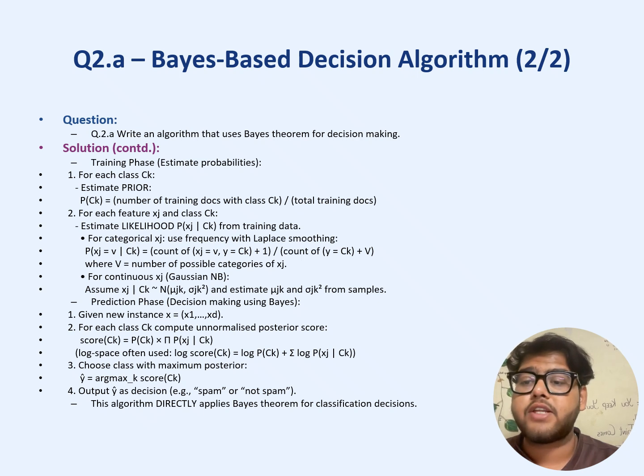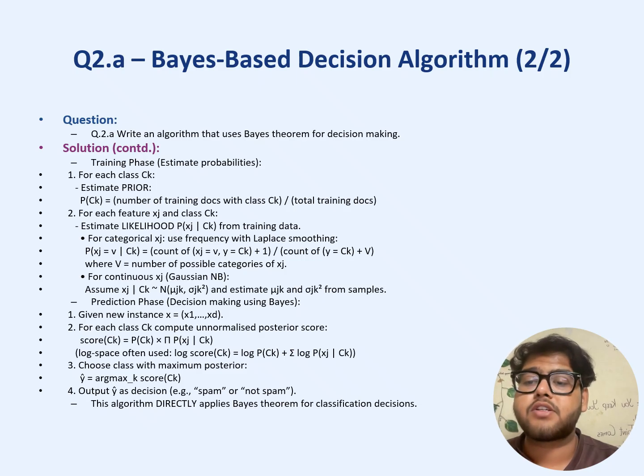Training phase: for each class c_k, estimate the prior. For each feature x_j and class c_k, estimate the likelihood from training data. For categorical x_j, use frequency with Laplace smoothing, where v is equal to the number of possible categories of x_j. For continuous x_j, assume a Gaussian distribution and estimate its parameters from samples.